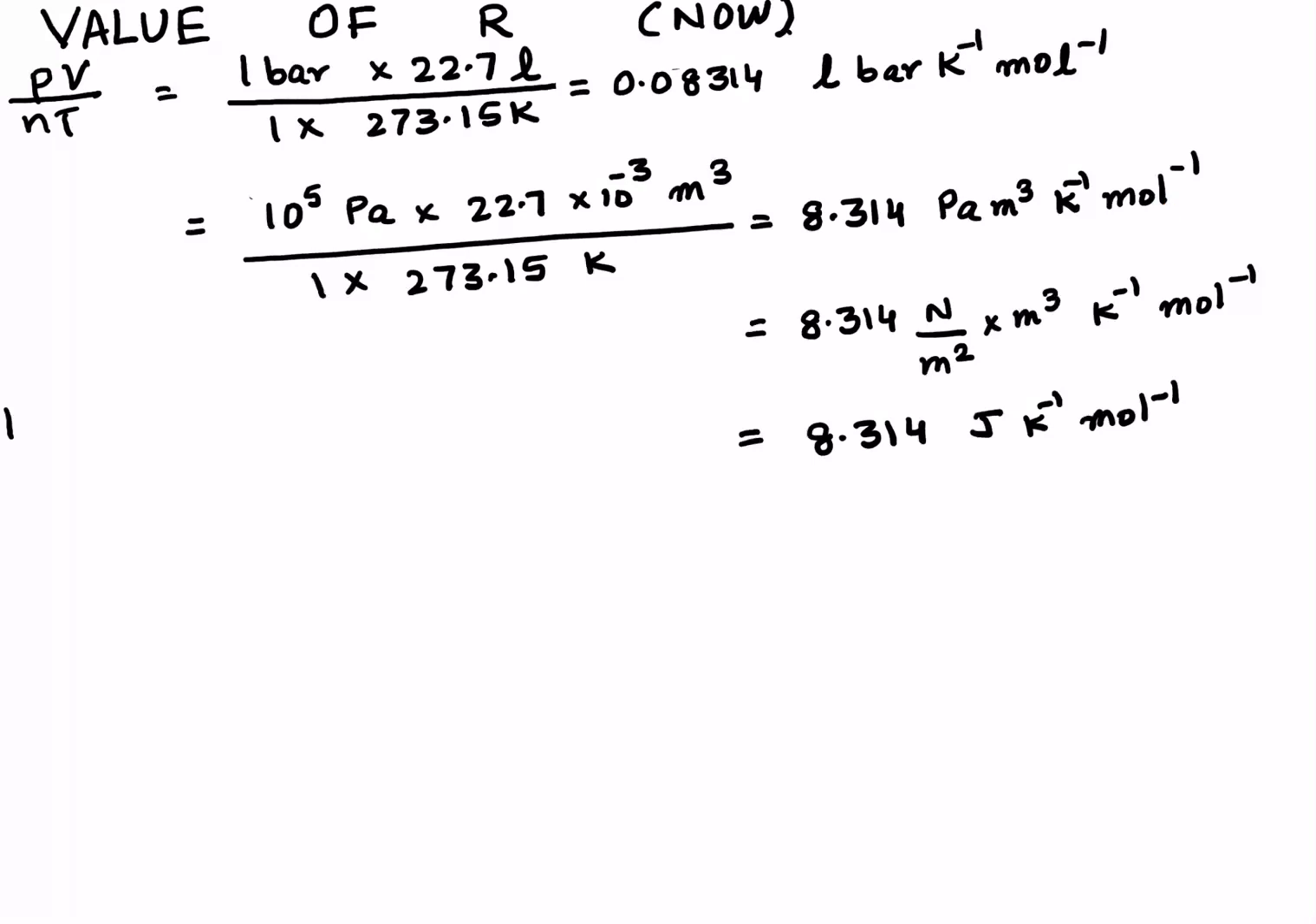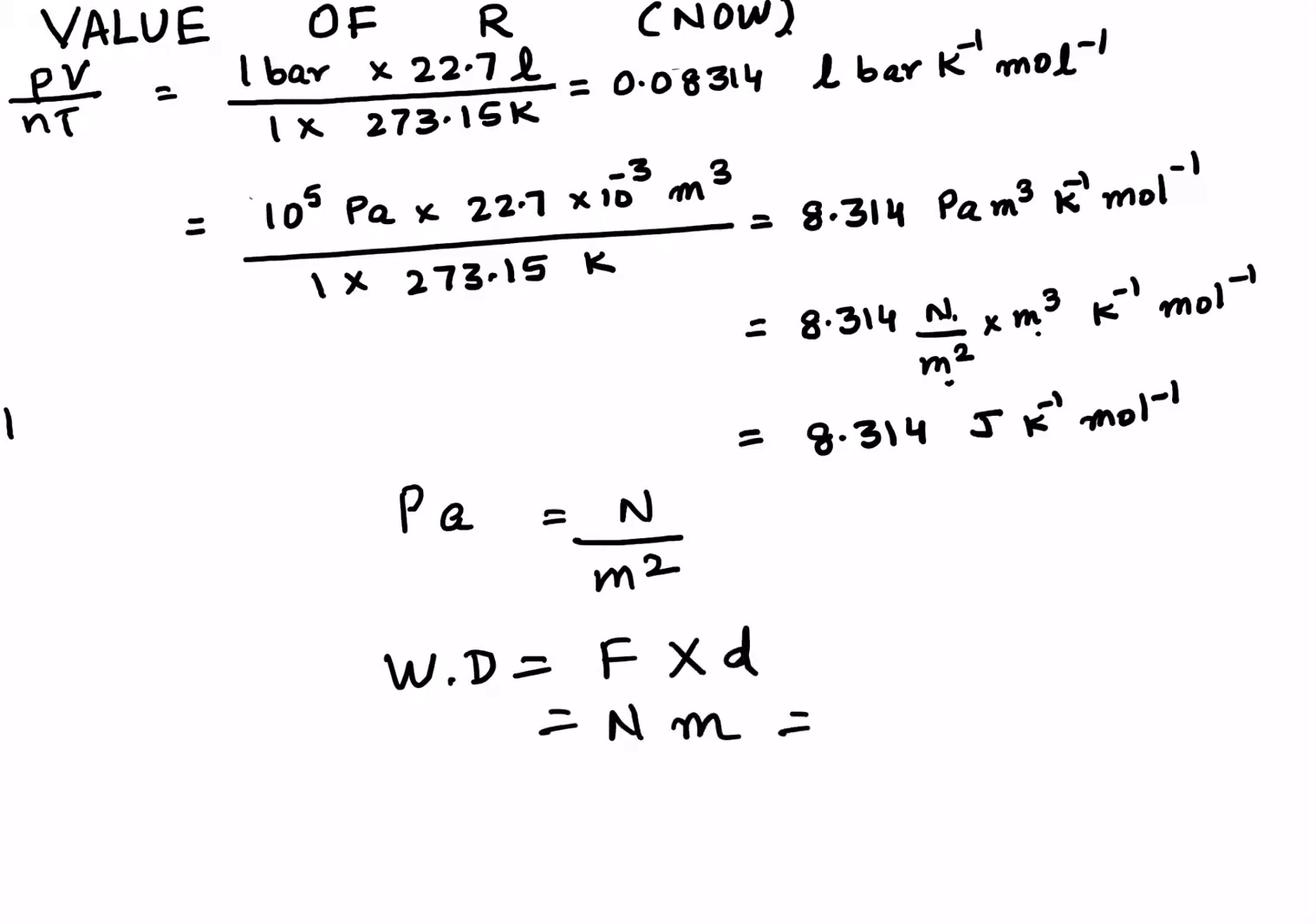Now, what is pascals? The SI unit. Pascal means Newton per meter square. So I put Newton per meter square over here. So I get Newton into meter. Now, do you remember physics you did? Work done is force into displacement, Newton into meter. And this was called as joules, right? So we have another unit, the same value, 8.314 joule per Kelvin per mole.